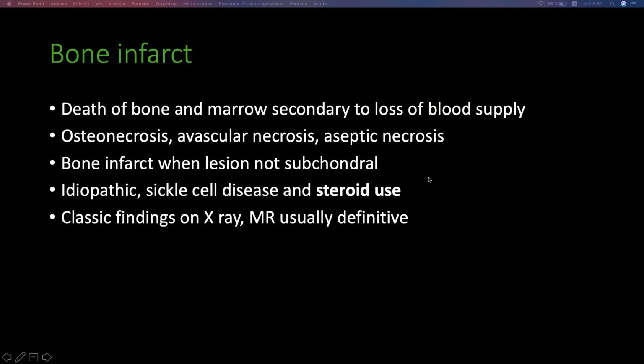Okay, this was a bone infarct. A bone infarct is defined as the death of the bone and marrow secondary to loss of blood supply. It is also known as osteonecrosis, avascular necrosis, and aseptic necrosis. These terms may be used interchangeably, but by convention, the term bone infarct is used when the lesion is not in a subchondral location.